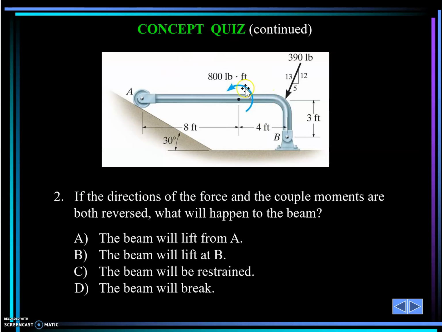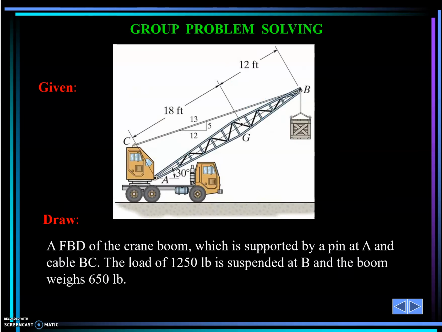If you have something like that, a conceptual problem, like that kind of elbow, that is subject to an 800 pound-foot couple and the force applied at this end, if we reverse the application, instead of this force pushing down, it's going up, and that moment right here, instead of counterclockwise, it's clockwise. So what's going to happen? I believe the answer will be A. It will lift away from support A, or rather point A.